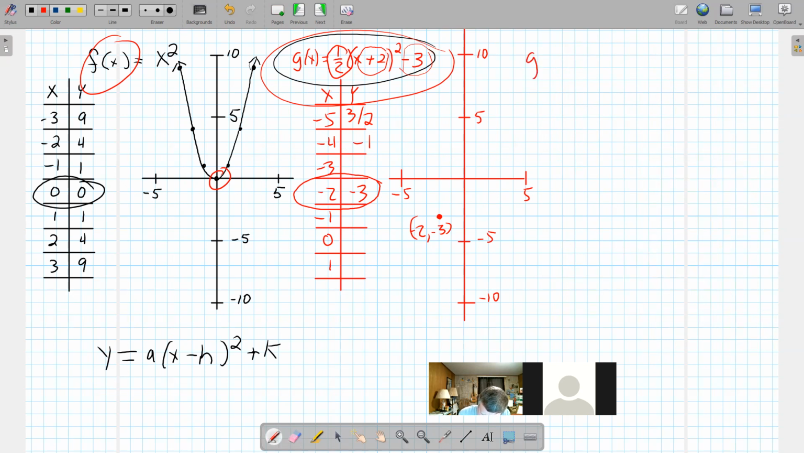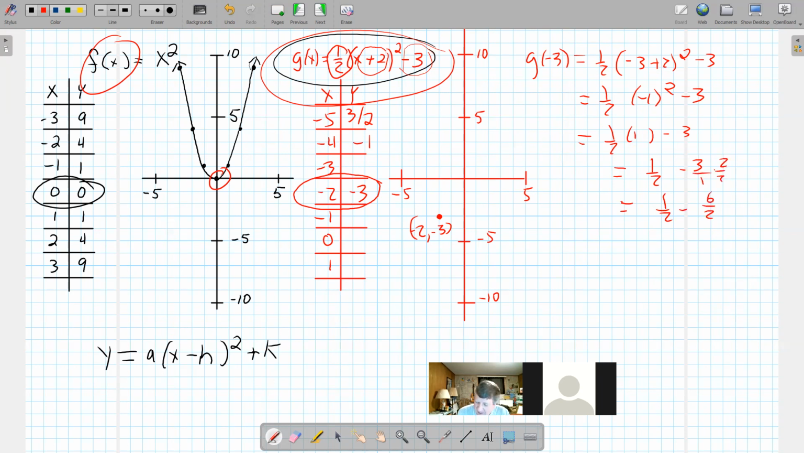Let's find g of -3. That's 1/2 times the quantity -3 plus 2 squared minus 3, which is 1/2 times -1 squared minus 3, which is 1/2 times 1 minus 3, which is 1/2 minus 3, which is 1/2 minus 6/2, which is -5/2. Okay.